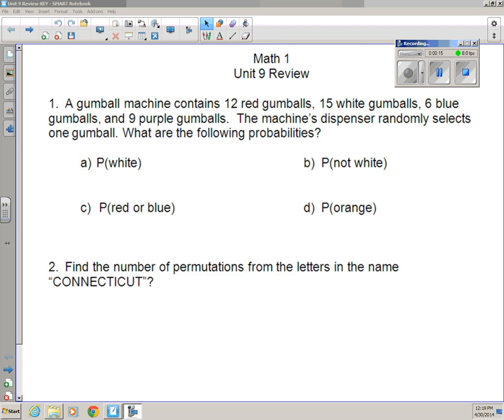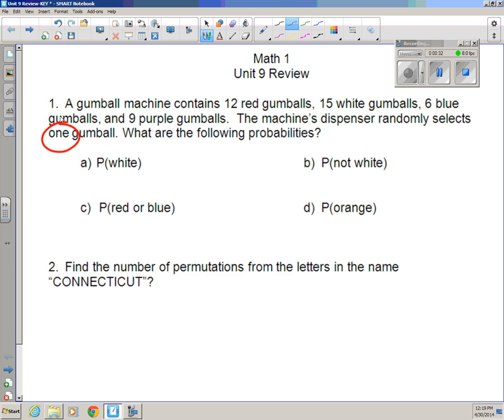This first particular one talks about a gumball machine that contains 12 red, 15 white, 6 blue, and 9 purple. The machine dispenser randomly selects one gumball. We're looking at one gumball being selected. That's it. It's a one-shot deal. So what are the following probabilities?